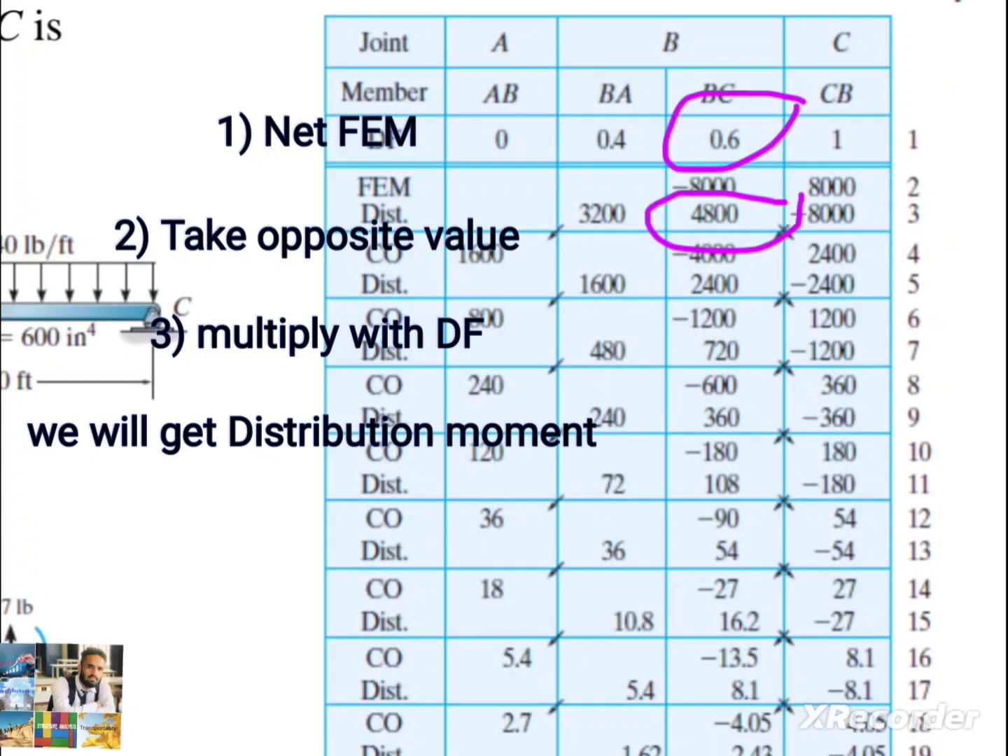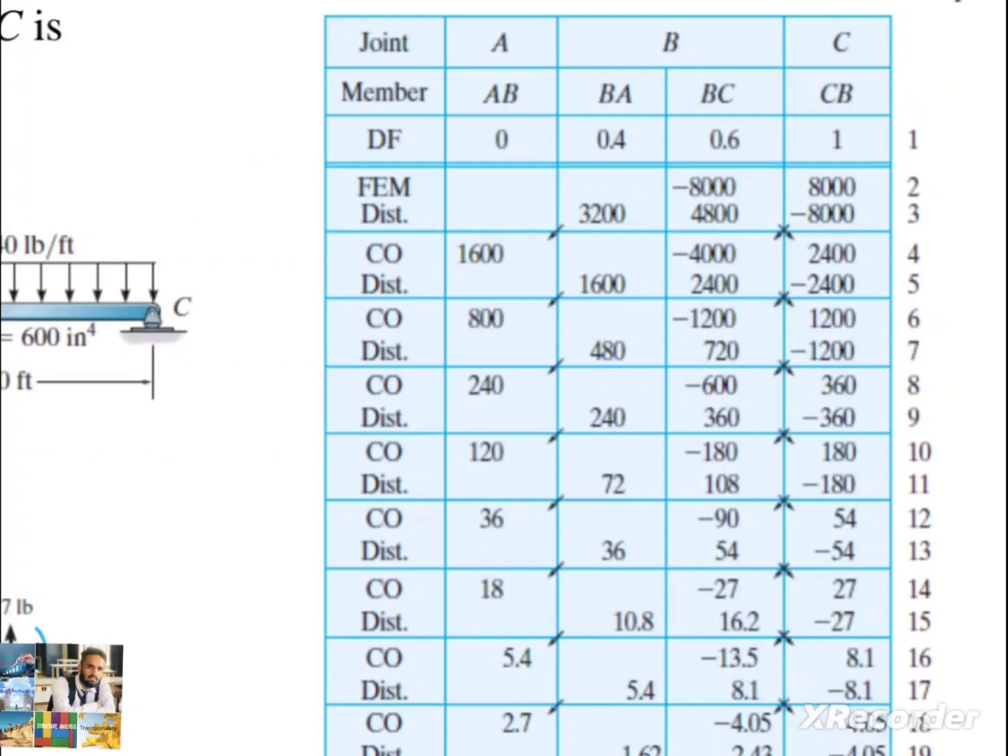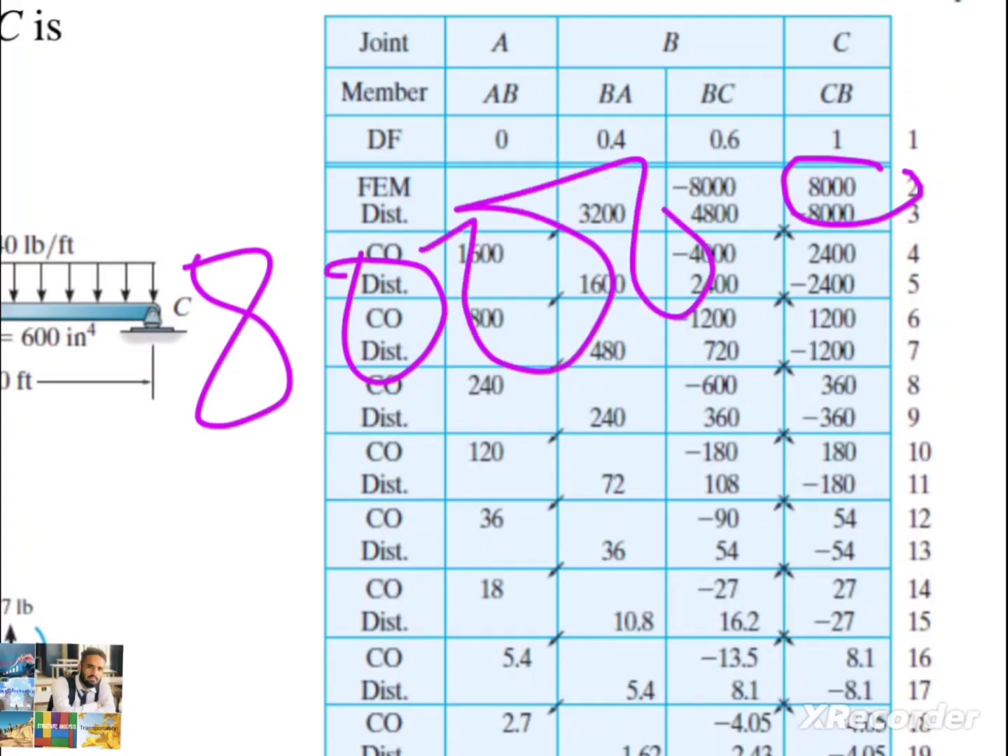By taking the opposite value, then multiplying by the distribution factors of BA and BC, the moment we get we will write in the columns of BA and BC. For joint C, the net is plus 8000, and by net we mean adding the total moment. There is only one moment, so the net will also be plus 8000.